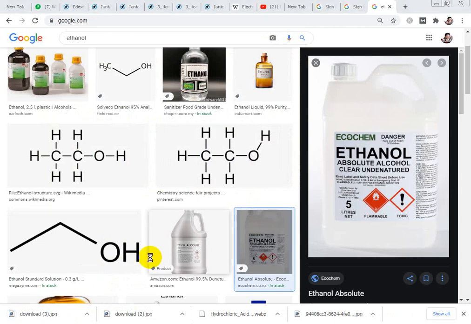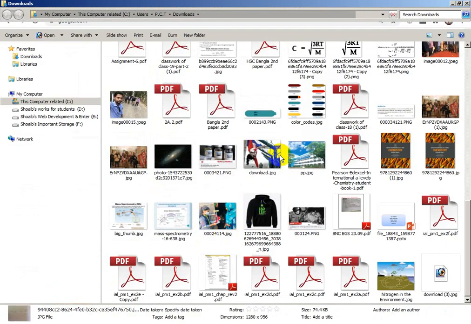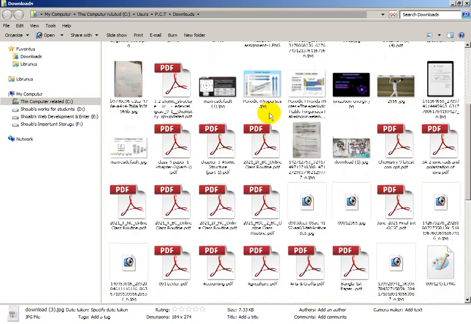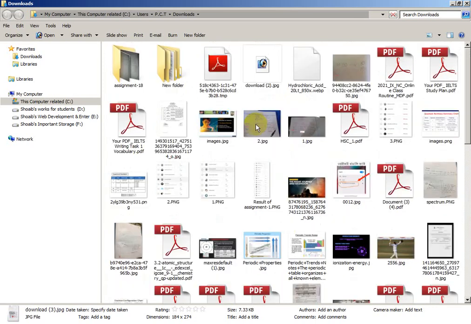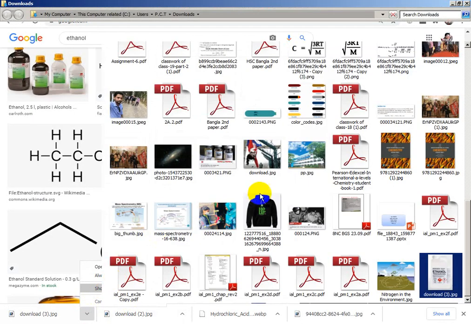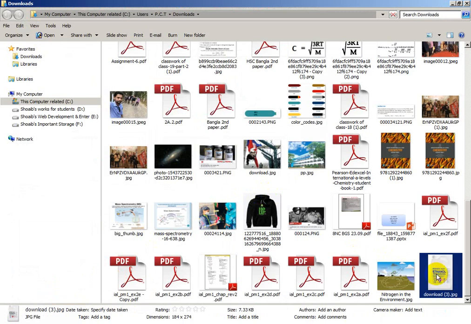Okay, now I am showing these things. Look, where is the bottle of ethanol? Where is the bottle of ethanol? Ethanol bottle. Where's the ethanol bottle? Okay, I found this one.